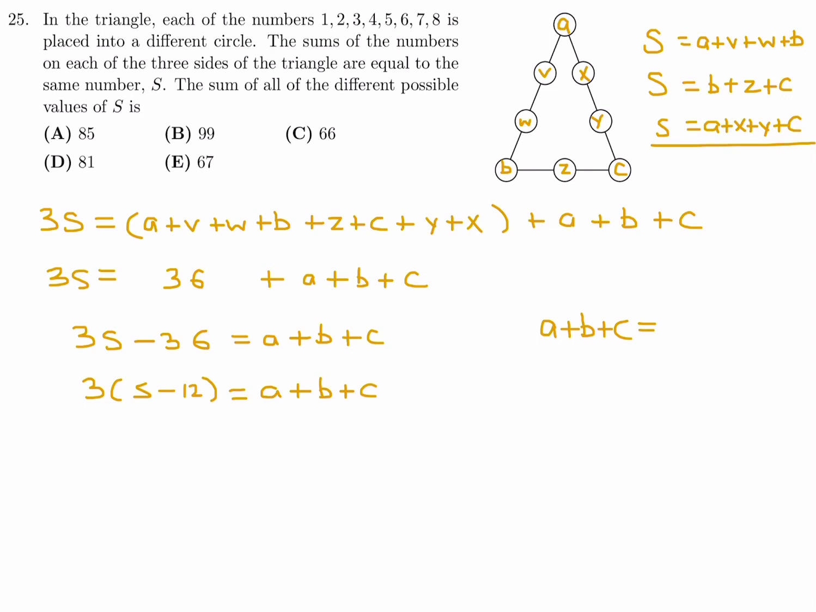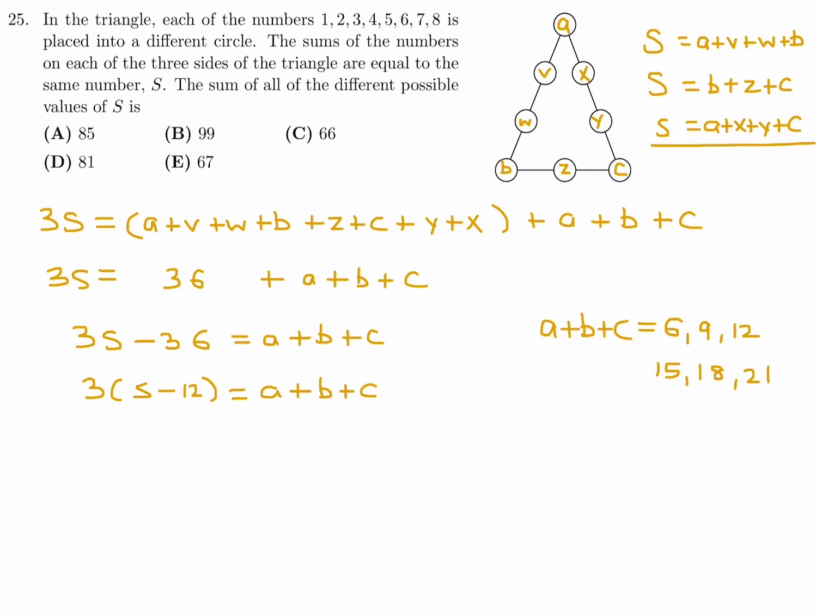So A plus B plus C, what are the possible multiples of 3? Well, the smallest it could possibly be is 6, from 1, 2, 3. So 6, obviously, 9, 12, 15, 18, 21. What's the largest it could be? 6, 7, and 8, which would make it 21. So that's it. This is the range.